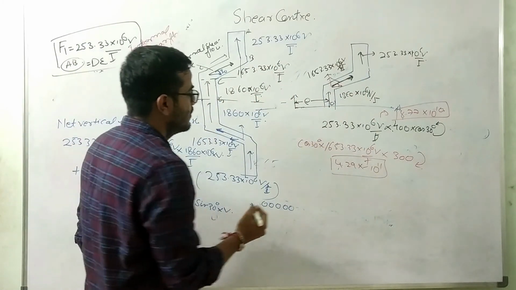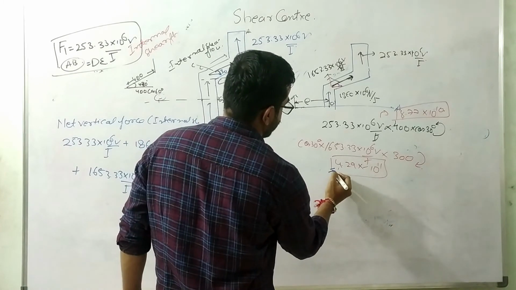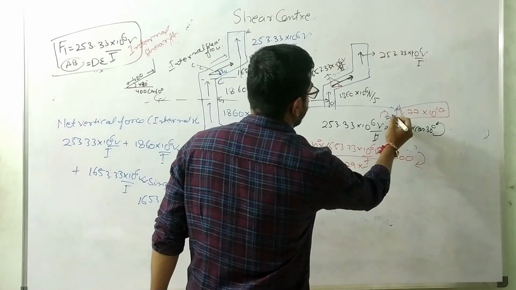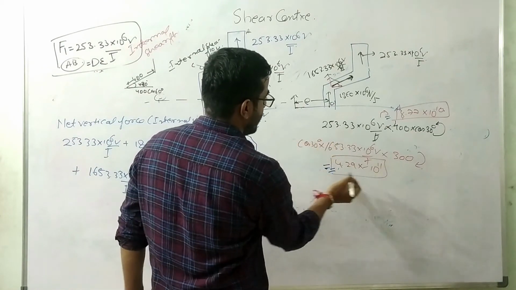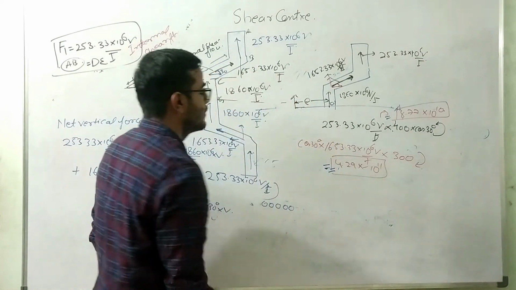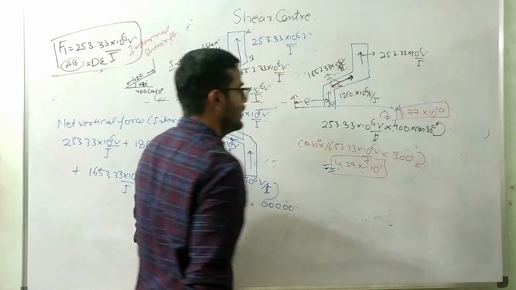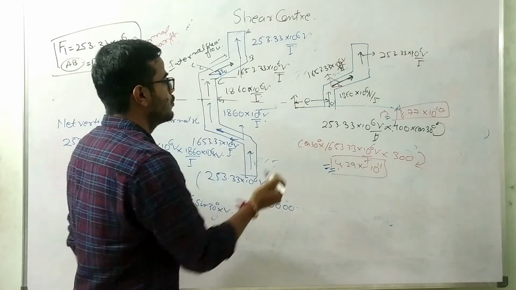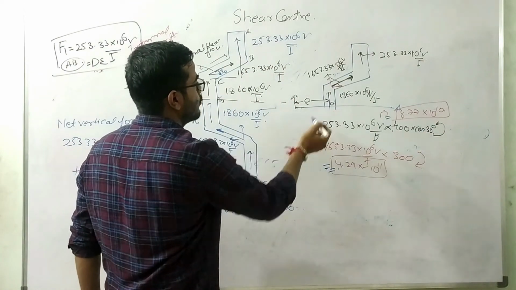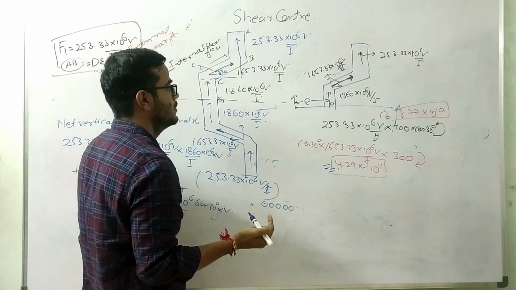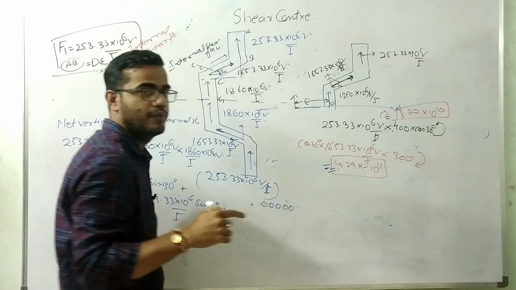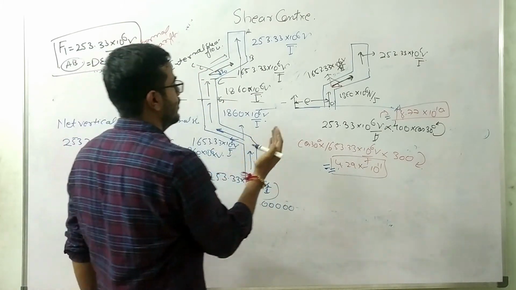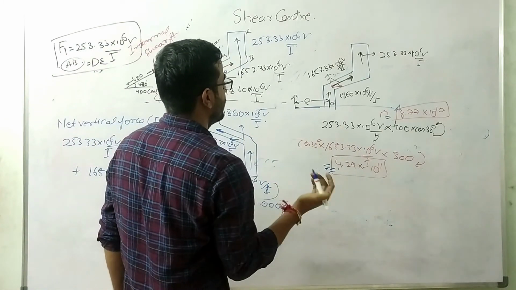So as you can see, this moment is greater than this moment. Okay, so this moment is greater than this moment. This is the anti-clockwise moment, and this is the clockwise moment. So if I take the difference, if I take the net moment, the net moment will be in the clockwise direction. Okay. So now that will decide at which location the shear center will act.